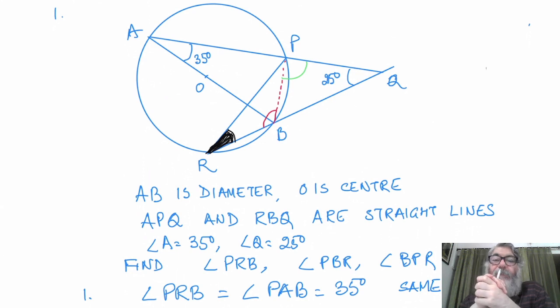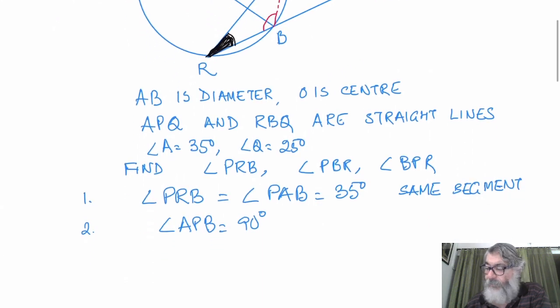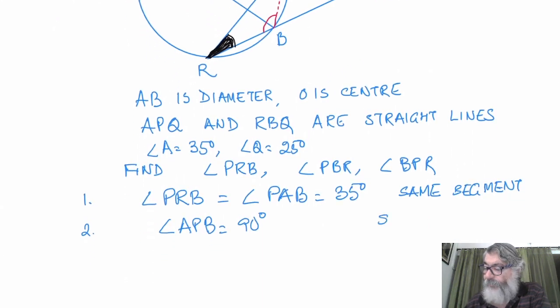Now, because you see, he has given you AB as diameter. So I would say that angle APB is 90 degrees. Why is it 90 degrees? Angle in a semicircle. Semicircle property: angle in a semicircle is always a right angle.